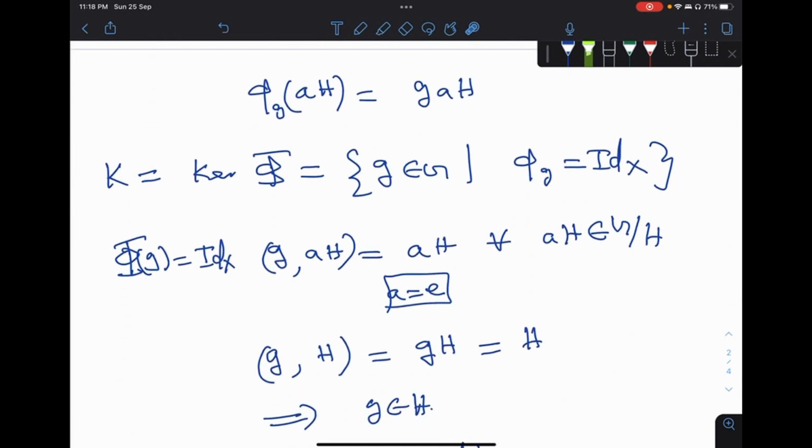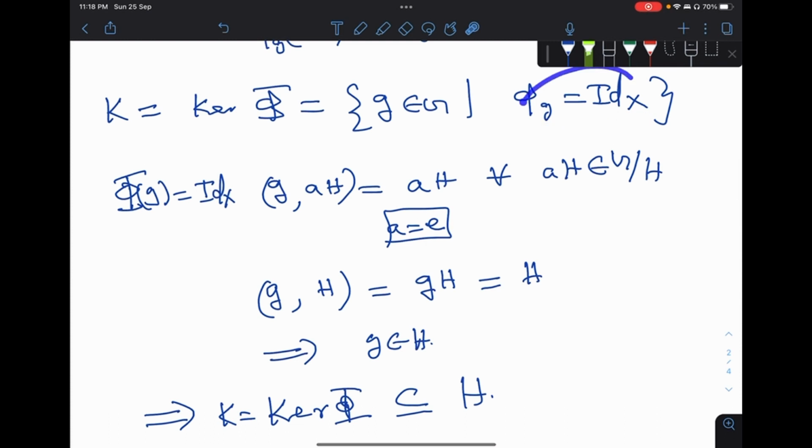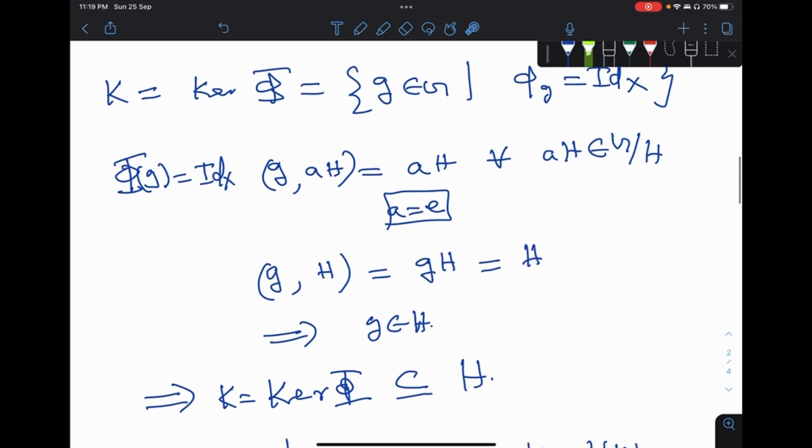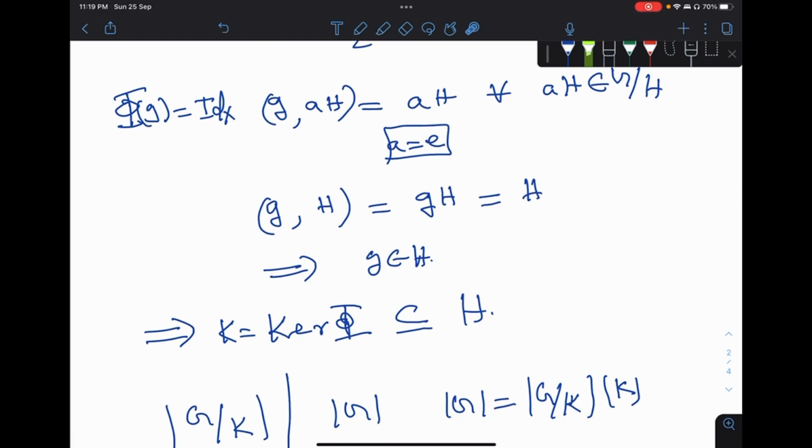So let us focus on the kernel. Whenever g is in the kernel, phi(g) is the identity map on X, G by H. That means when g acts on aH, it does not do anything. It just takes aH to aH. It's not moving at all. In particular, when you choose the identity coset, gH equals H itself, because g belongs to the kernel. That implies the kernel K is actually sitting inside H itself.